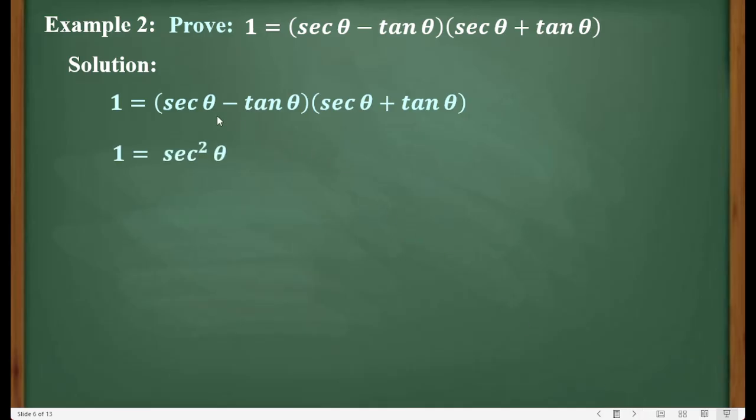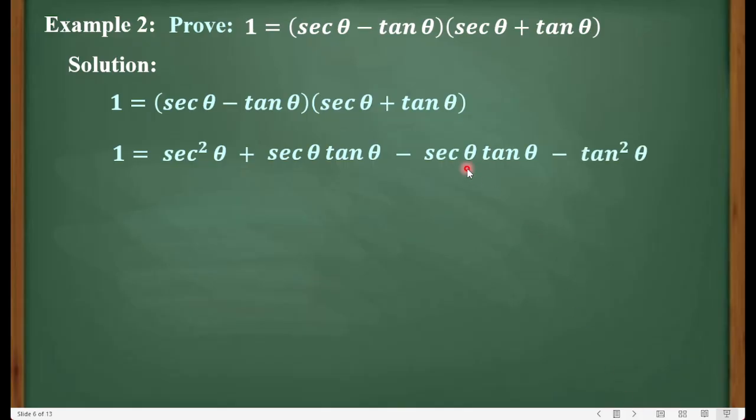So what we're going to do, we could use the FOIL method to multiply the two binomial expressions. Secant theta times secant theta, so this is the product. Outer terms, we get the product of these two. This is the result. Then minus tangent theta times secant theta, this is the product. Then again, minus tangent theta times tangent theta is tangent squared theta.